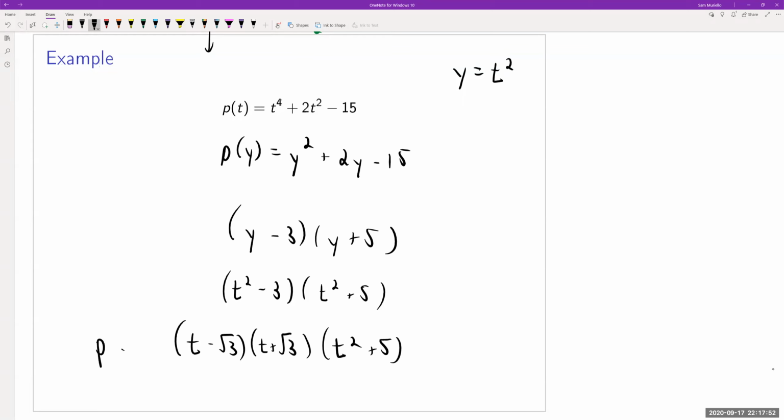And so this, for today, is the best we can do. But when we look at complex numbers, we will be able to do better. We'll be able to factor the piece on the right as well. For now, however, that's all we've got.